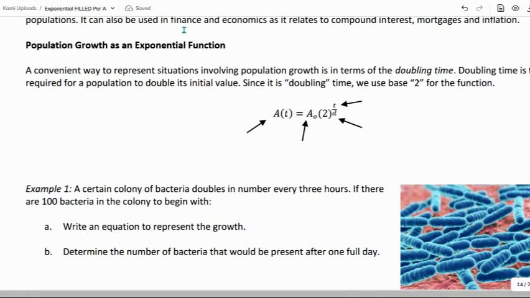So let's look at this equation. If we're looking at population growth as an exponential function, a convenient way to represent population growth is in terms of doubling time. This is a very simple method, but it works. Doubling time is the time it requires for a population to double its value. Since we're doing doubling time, we use a base 2 for the equation.